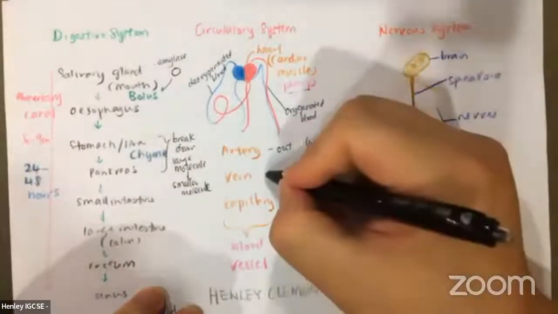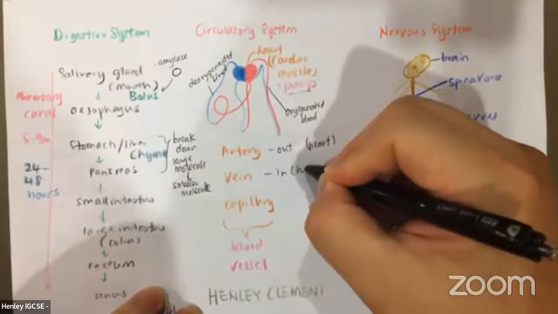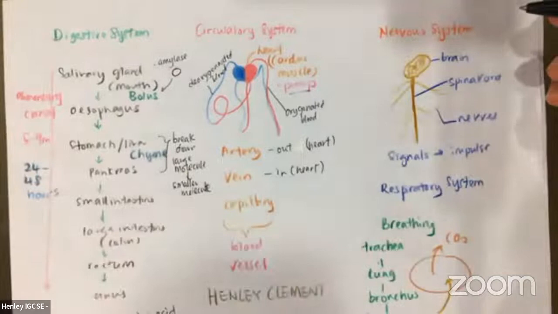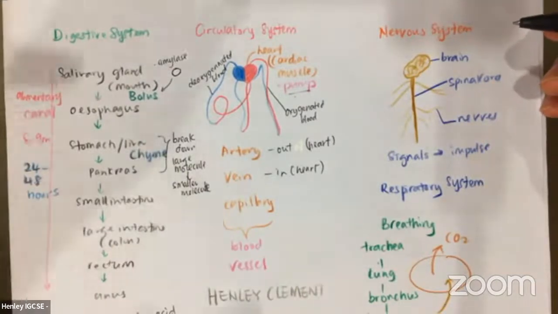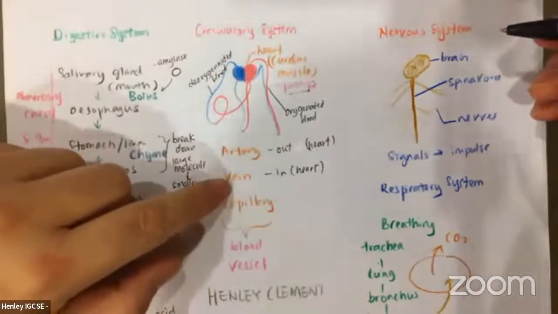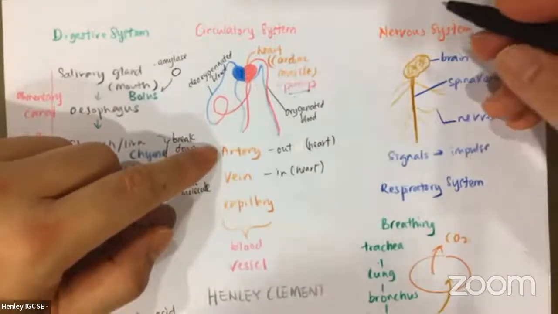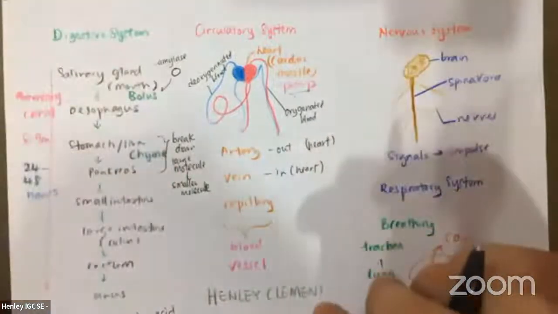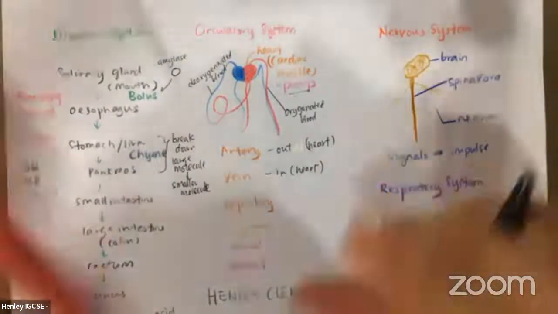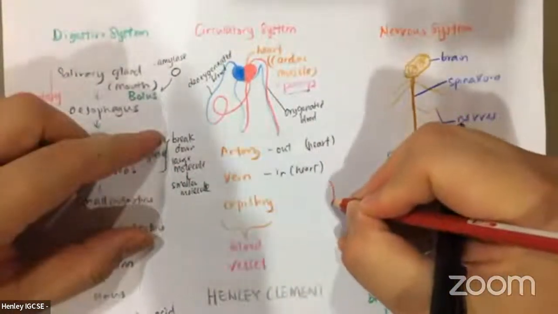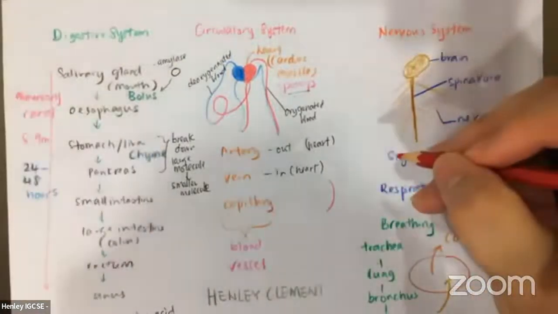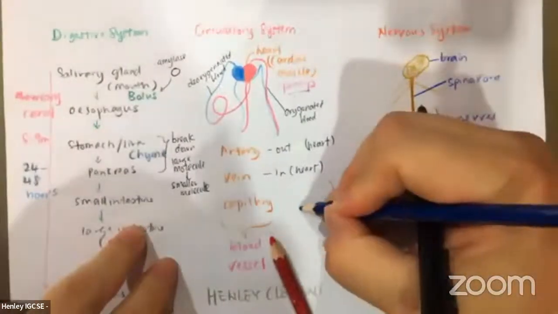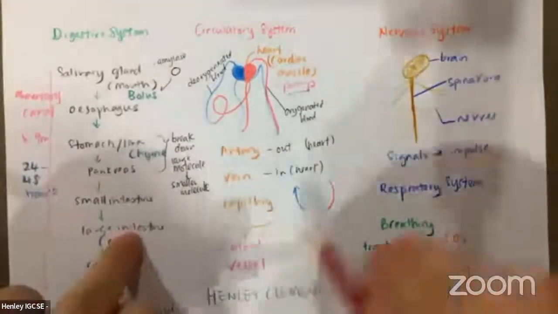And the vein is coming in to the heart. That means any vessel that goes into the heart will be a vein, and from the heart we call it an artery. The red blood just now goes from the heart to the tips of your fingers, and then it will be going back again.